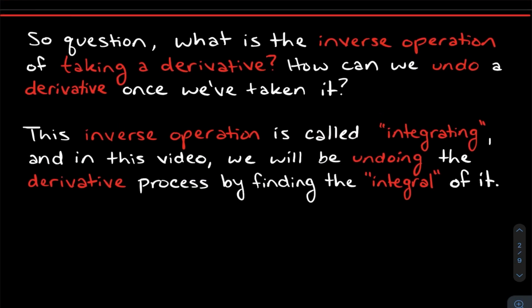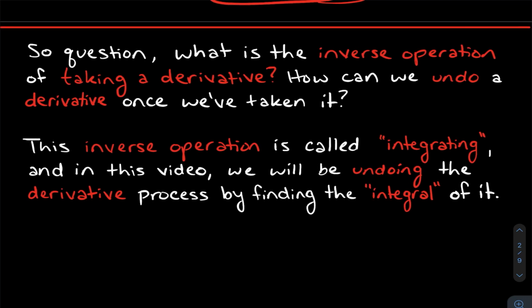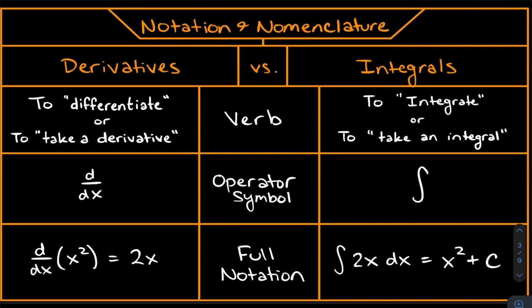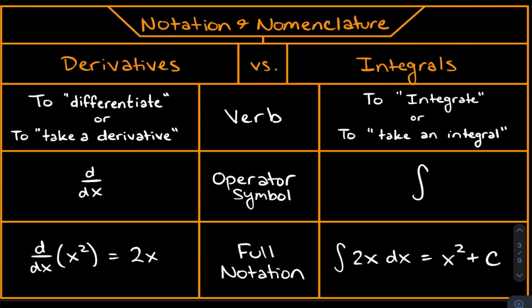Cool. So here we go. The question is, what's that inverse operation of taking a derivative? How do we undo that? And of course, here I talked about how that's integrating. So we'll be getting into how to take the integral in the yellow section. Now, real quick, we want to talk about some different notation and nomenclature.